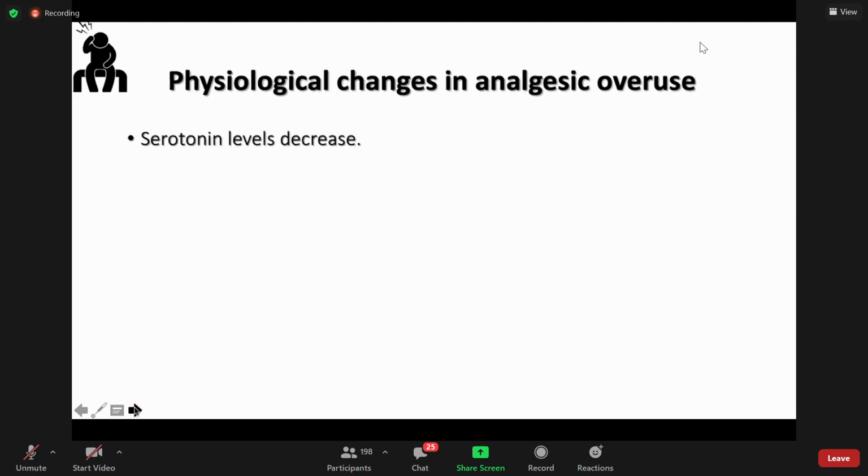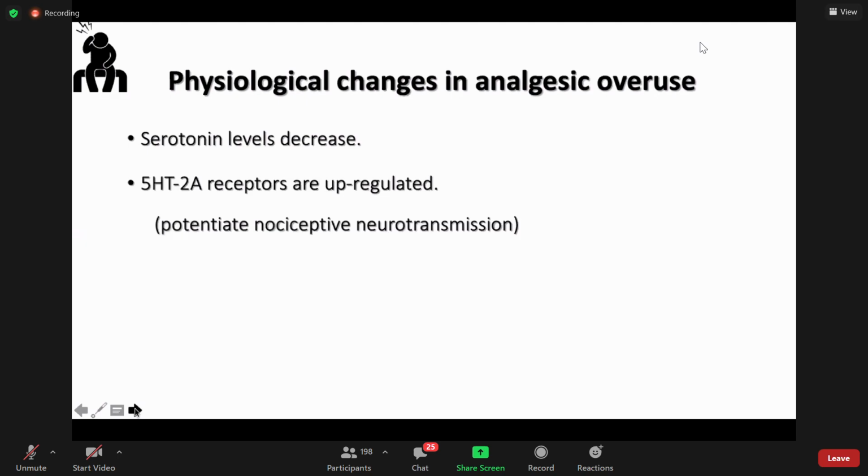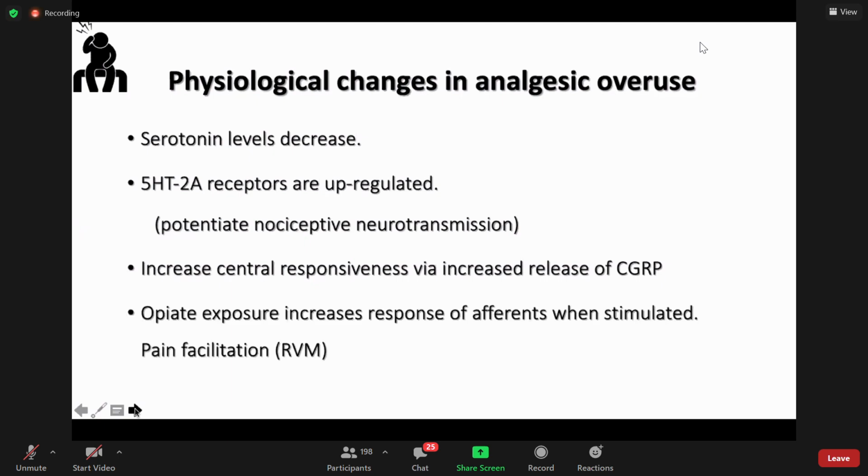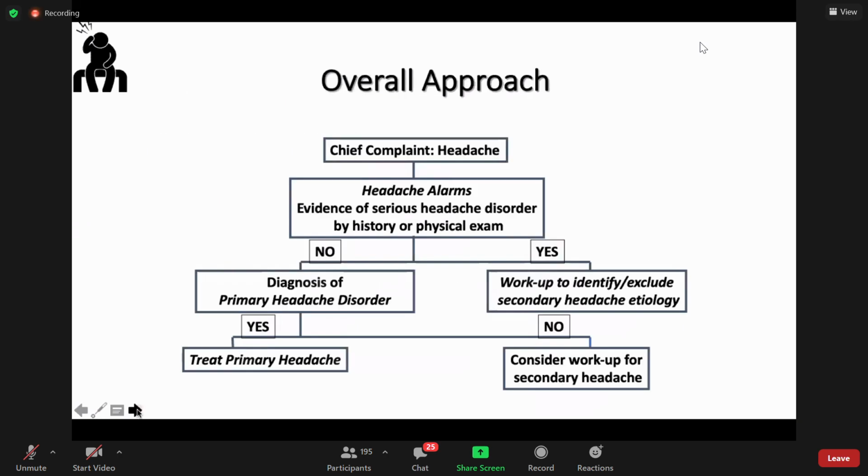The physiologic changes, as I mentioned, may decrease the serotonin level. The serotonin receptors may be upregulated, and there is increased central responsiveness because of increased release of CGRP. And we know that opiate exposure increases the response of the afferents when stimulated, with pain facilitation in the rostral nucleus of the medulla.